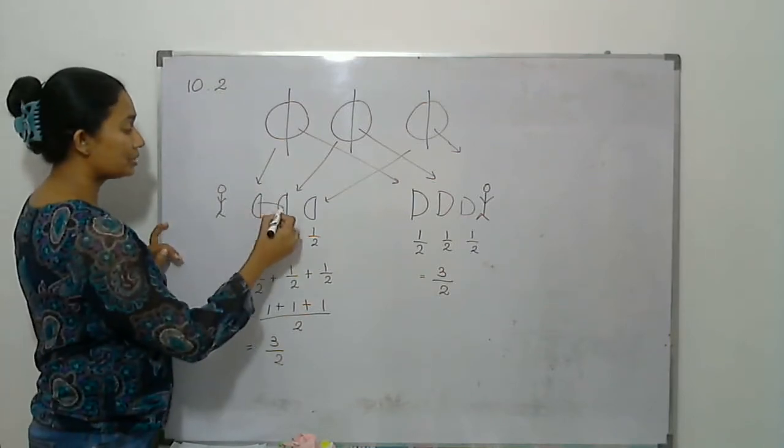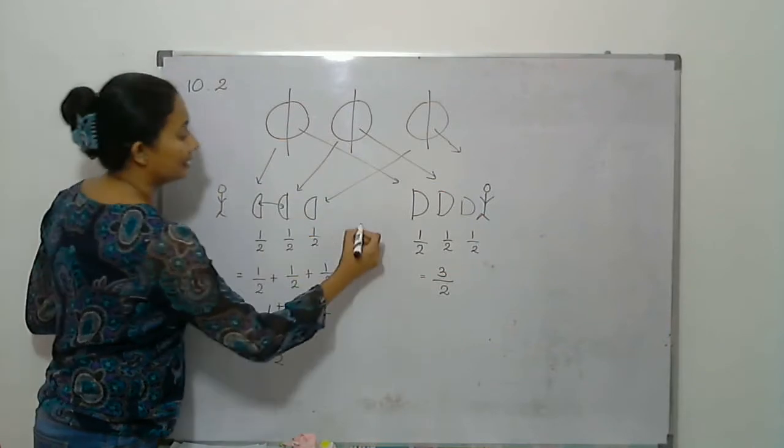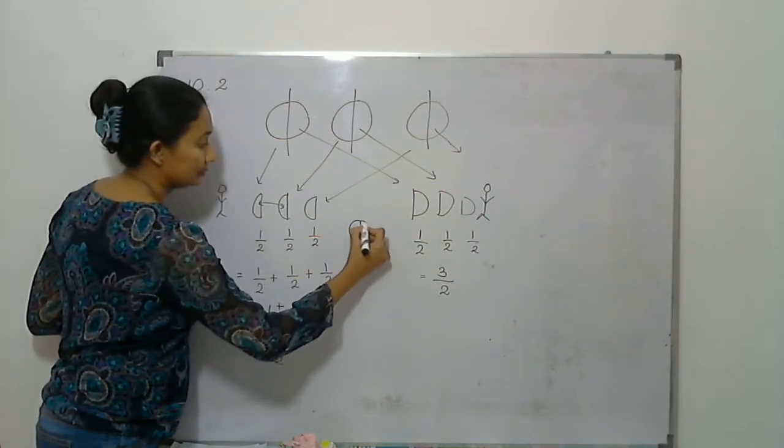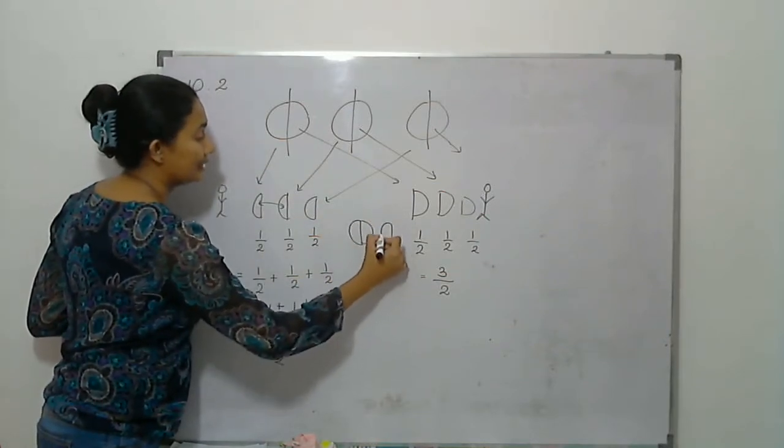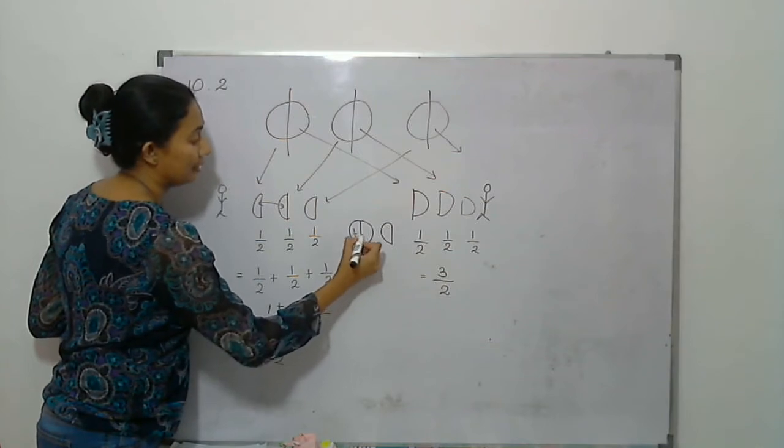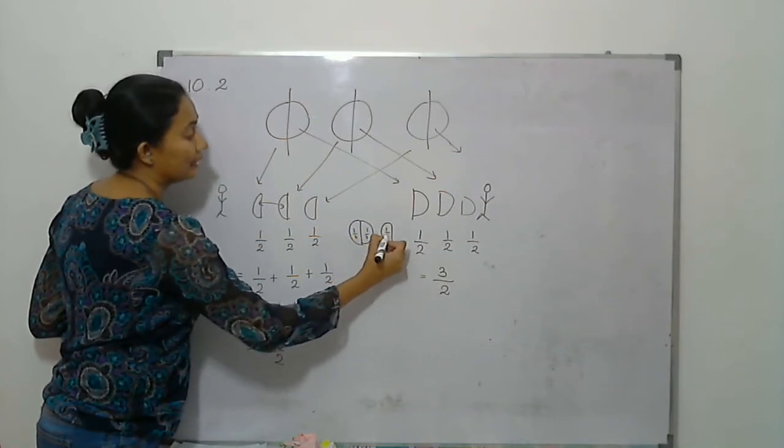Now I'm going to join these two halves like this, and I have another half. Half, half and half.